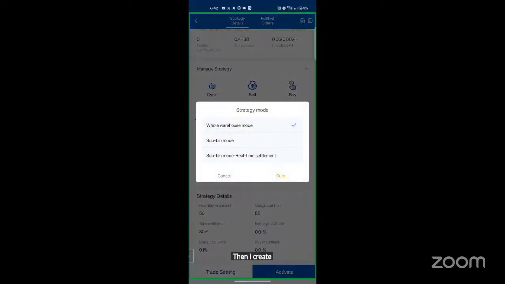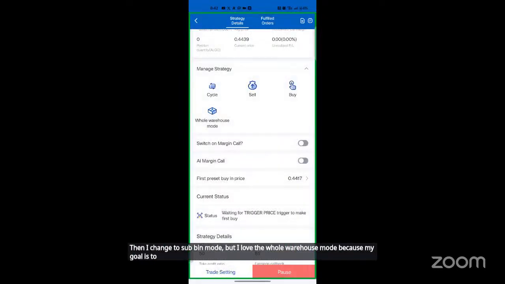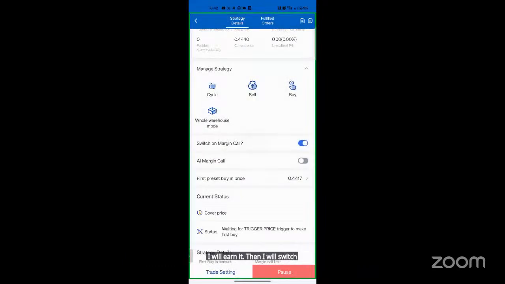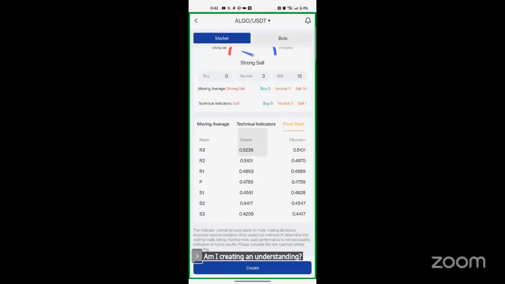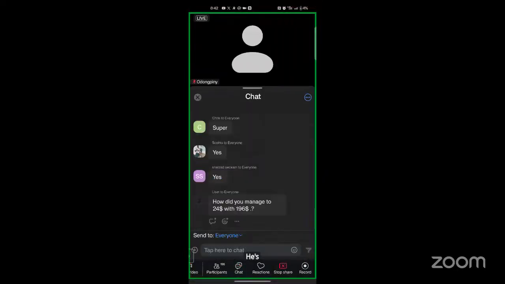Then I change to sub-bin mode, but I love the whole warehouse mode because my goal is to hold this coin for a longer time. Are we learning? Then I will switch on my margin calls. Once the coin gets to this price, it will start buying over again. Am I creating an understanding? Is that hard?